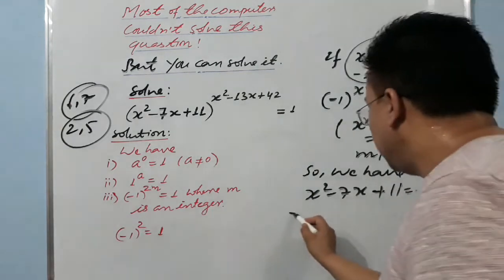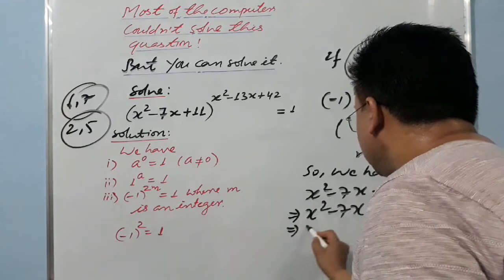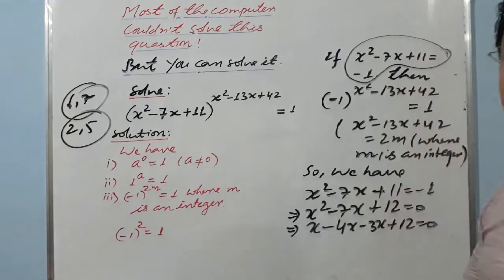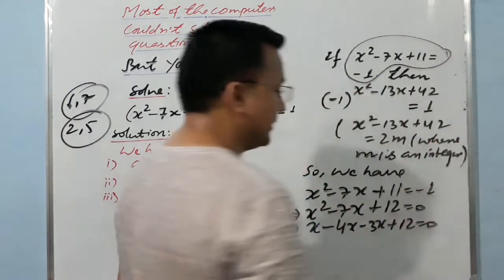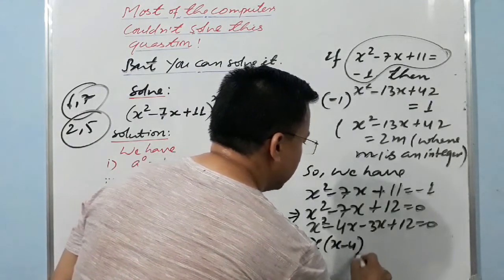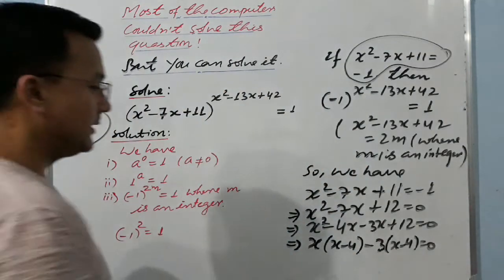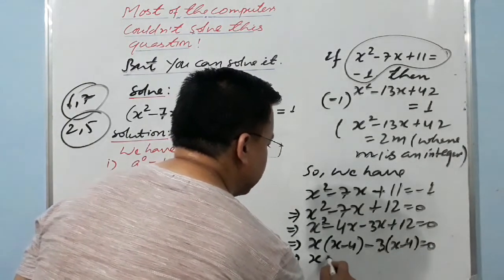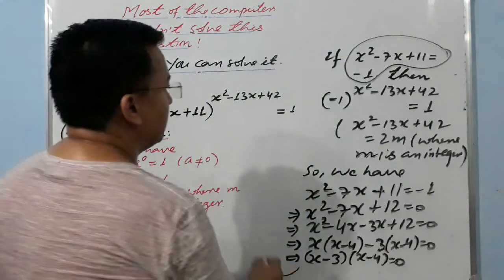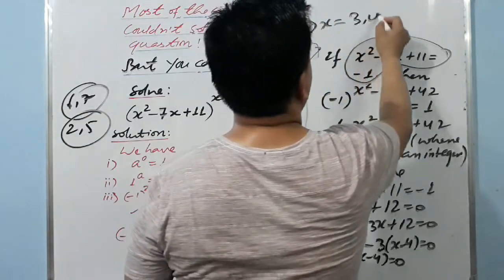So this implies x square minus 7x plus 12 is equal to 0, or x square minus 4x minus 3x plus 12 is equal to 0. Taking x common, x(x minus 4) minus 3(x minus 4) is equal to 0. You will get (x minus 3)(x minus 4) is equal to 0. Therefore x is equal to 3, 4.